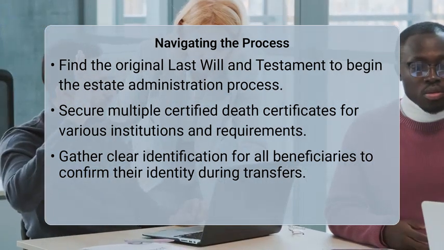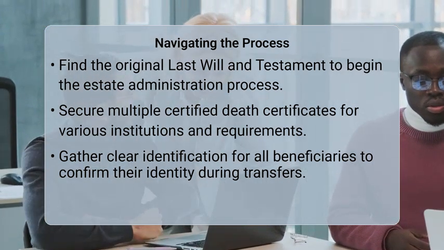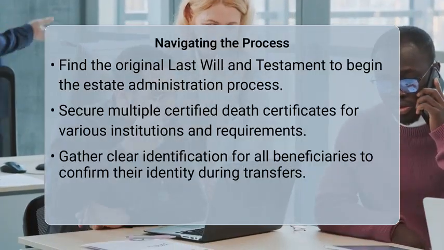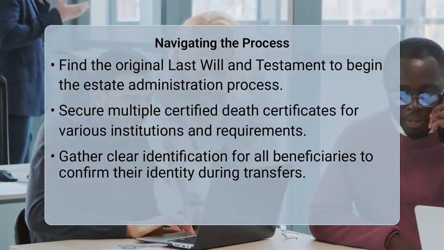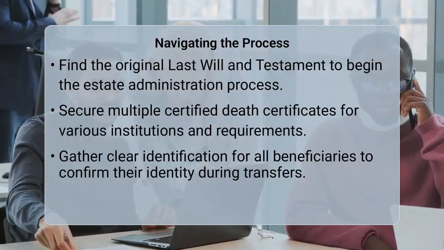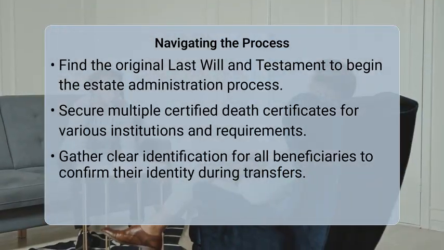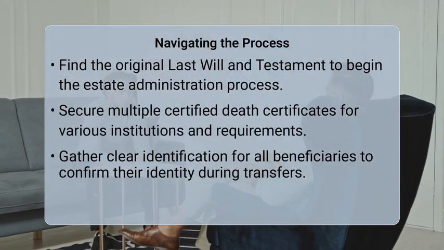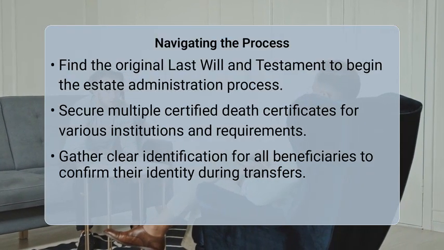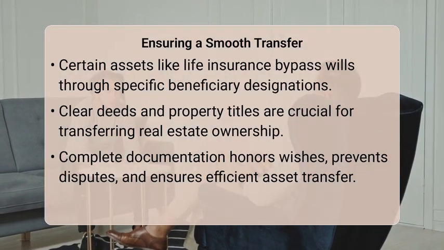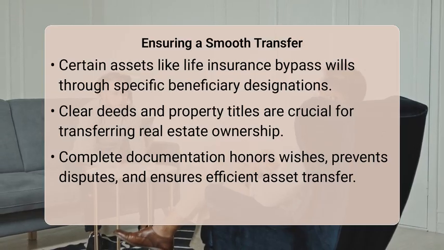An often overlooked but vital detail involves understanding specific asset titles and beneficiary designations. Assets like life insurance policies, retirement accounts, and certain bank accounts might have their own named beneficiaries, which means they bypass the will and probate process entirely.